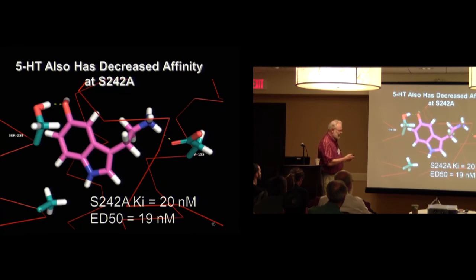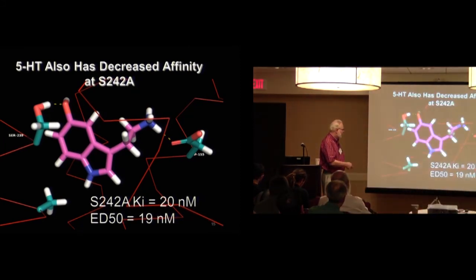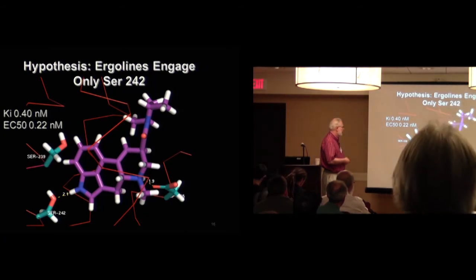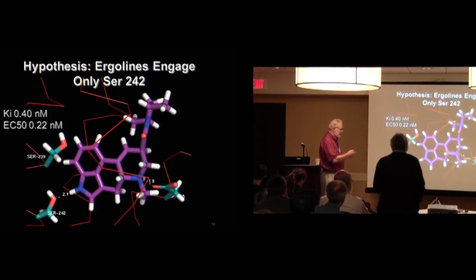And again, in that slide where I showed we had the N-methyl serotonin and the isopropyl methoxytryptamine, that N-methyl group would be projecting down here, and we'd expect then we'd see van der Waals interactions, which would increase the affinity for the receptor. With LSD, we saw that there was almost no effect of mutating serine 239 versus some effect at serine 242.